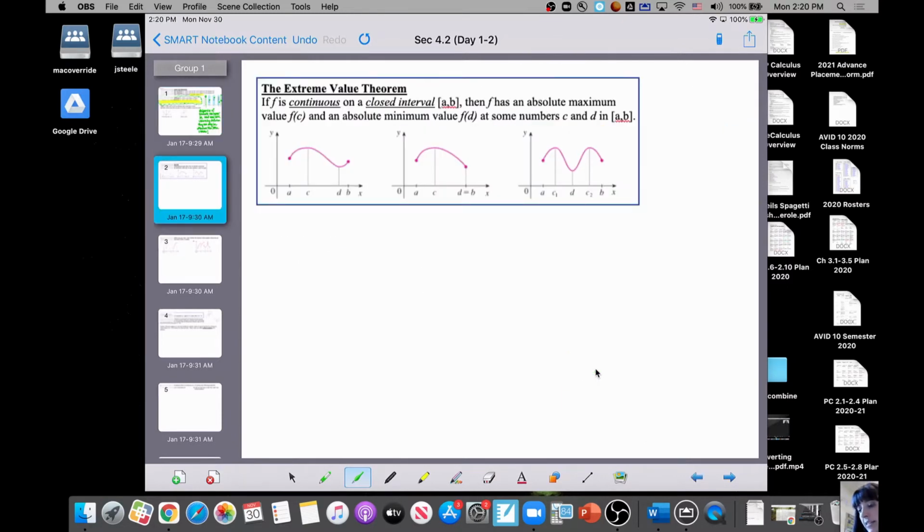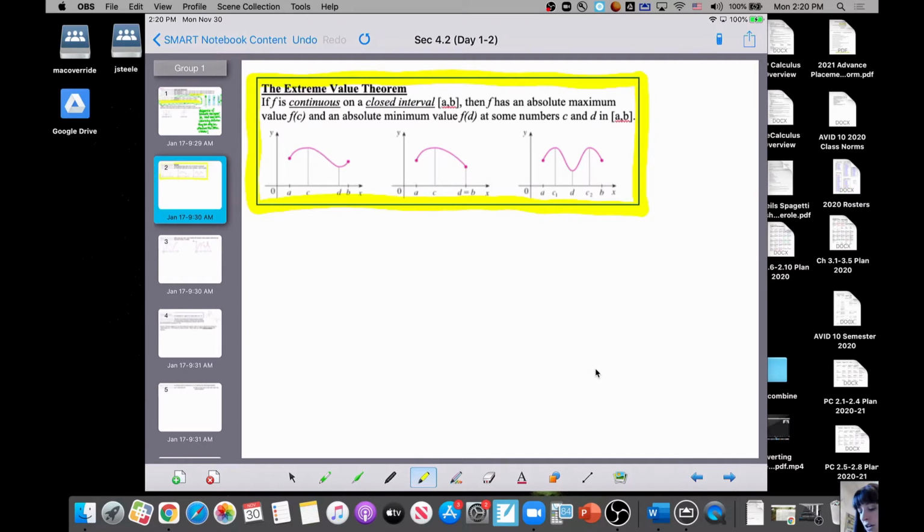This brings us to a discussion of the extreme value theorem. And the extreme value theorem, I think, is a very easy theorem to understand once you have an idea of what maximums and minimums mean in terms of a function on an interval.